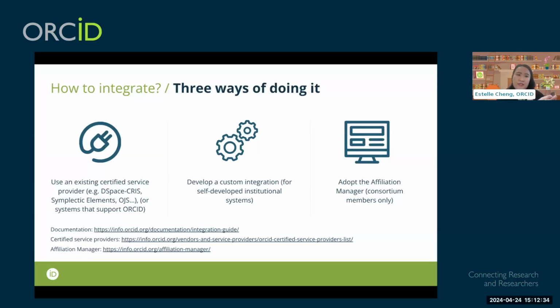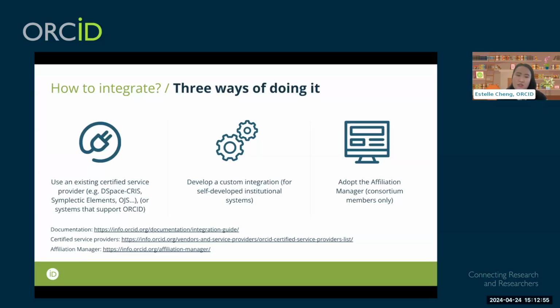If you can see our webpage, we have a certified service provider webpage, meaning those systems pass ORCID's best practices, so you can easily configure them to connect with ORCID. And there are also some systems that support ORCID, not certified yet, but they do support ORCID. This is option 1.